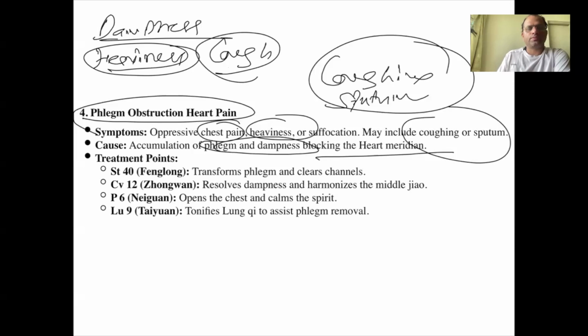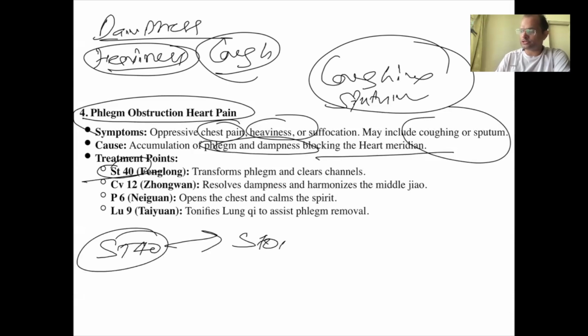So quickly, what will we do first? We will remove the phlegm. For removing the phlegm, we first use Stomach 40. This is a very good point, basically called the stop-phlegm point. ये कफ को निकालने वाला बिंदु है, Stomach 40. It is transforming the phlegm and clearing the channel.